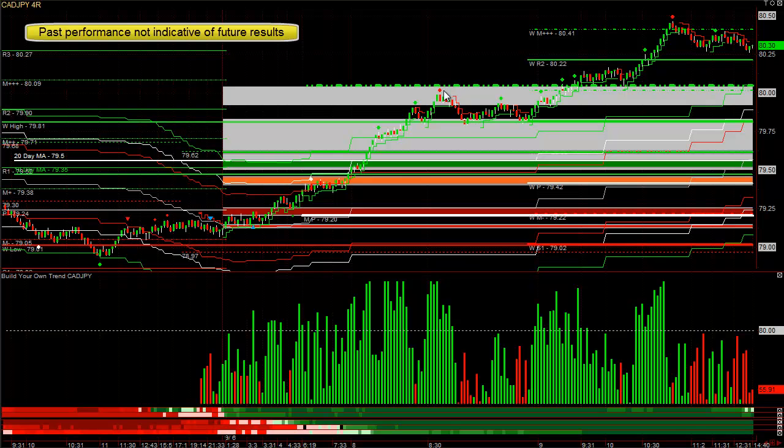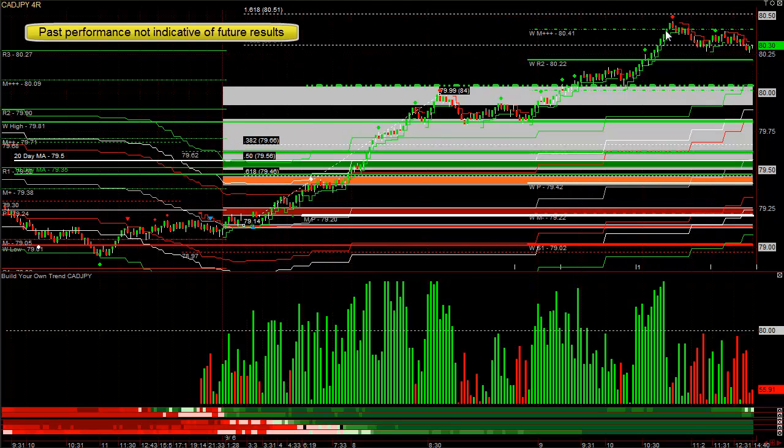Nice little pullback. I typically won't buy the first pullback. I'll kind of wait and see, give it time to pull back lower. If it doesn't, usually it's going to go up again. You buy right here, you draw your fibs off the first wave, and somewhere between the first and second fib target is usually where it stops its move.